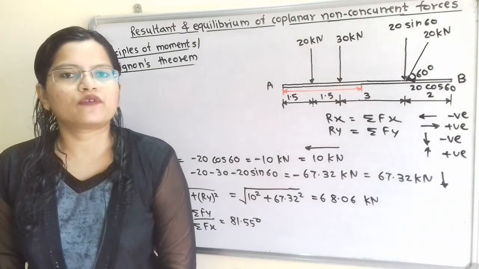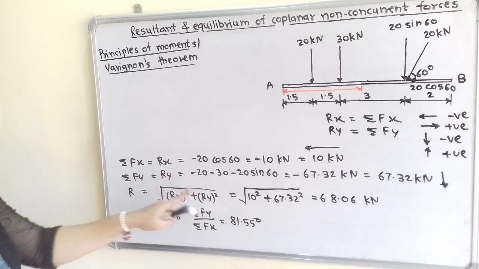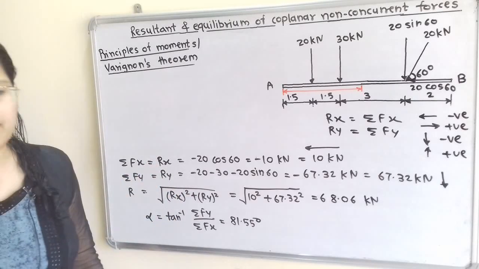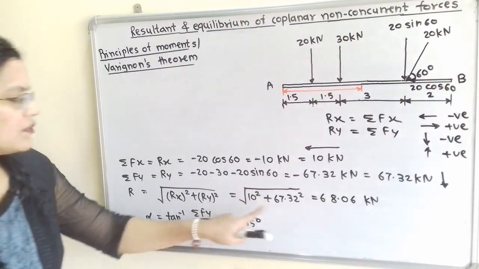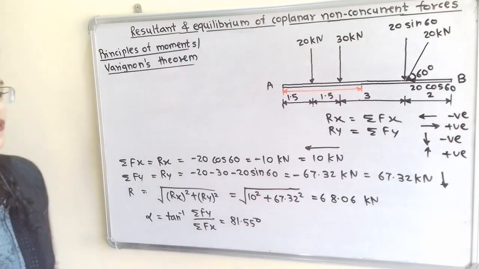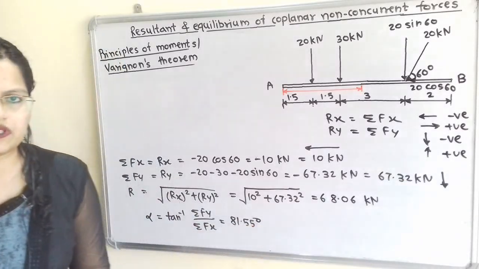We will find the magnitude of the resultant R. R is equal to the square root of Rx squared plus Ry squared, that is 10 squared plus 67.32 squared, and we take the square root. So the magnitude is equal to 68.06 kilonewton.